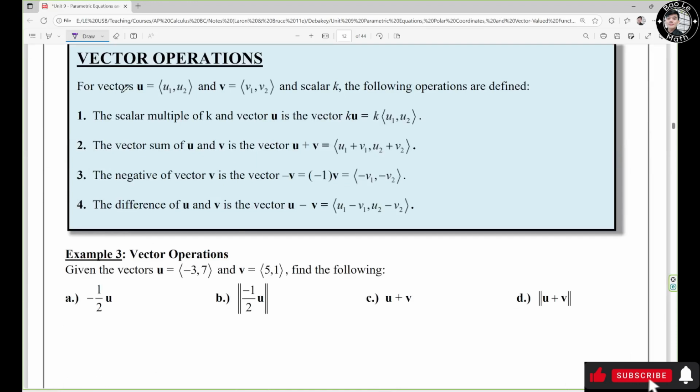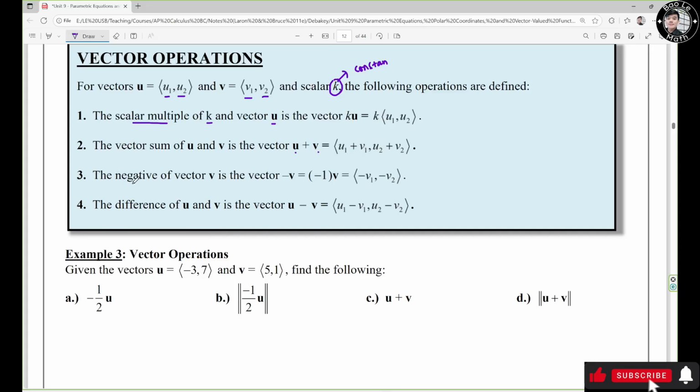Now, for vector u equals u1, u2, vector v is v1, v2, and the scalar k. This one is a constant, so keep that in mind. Alright, the following operations are defined. The scalar multiple of k and vector u is the vector k times u, right? So basically, you're gonna take vector u and multiply by k. Now, the vector sum of u and v is the vector u plus v right here.